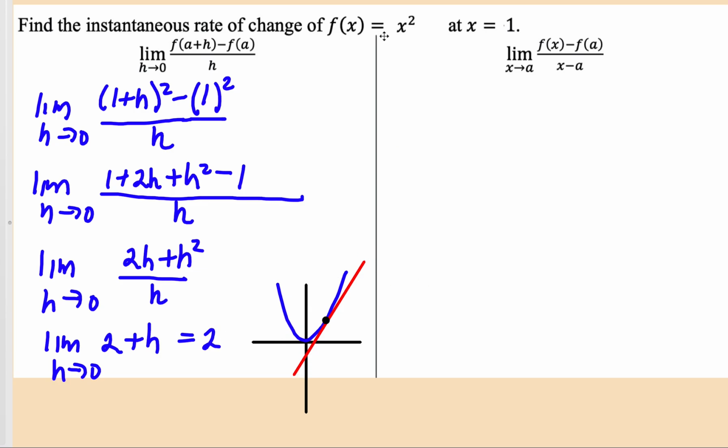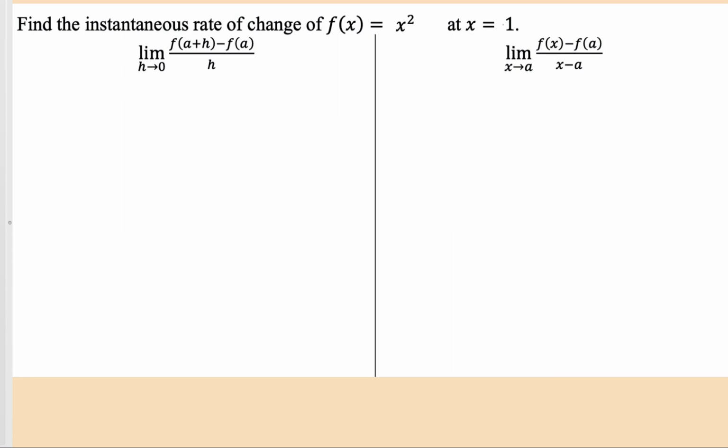Okay, I'd like to work the same problem with the alternative rate of change. Let's go ahead and do that. So I'm going to take the limit as x approaches 1. Remember, there's no h in this alternative. And then I'm going to write x squared, because it just says put x into the function. Now put 1 into the function, so this will be 1 squared all over x minus 1.